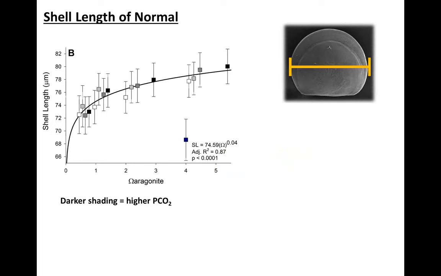Now I'm going to show you shell length of the normal larvae, so again we're excluding the abnormal larvae here. This is shell length in micrometers as a function of aragonite saturation state, and the darker shading equals the higher PCO2 treatments. What you'll see is a fairly strong relationship, though not a very big difference in size, and there's a bit of variability within the treatments. What you typically see is slightly higher than the predicted values for size with higher PCO2 and slightly lower with lower PCO2.